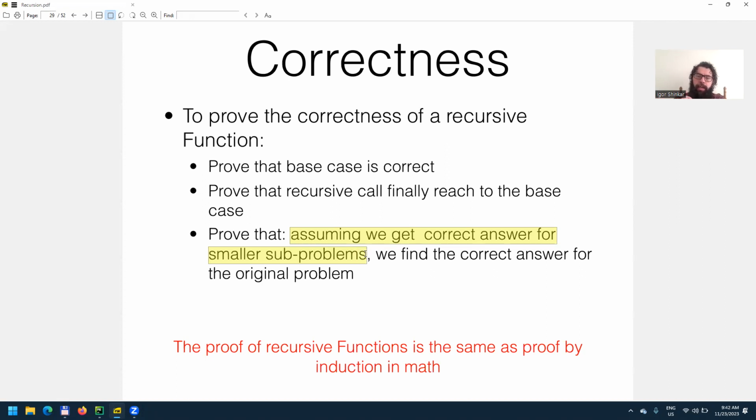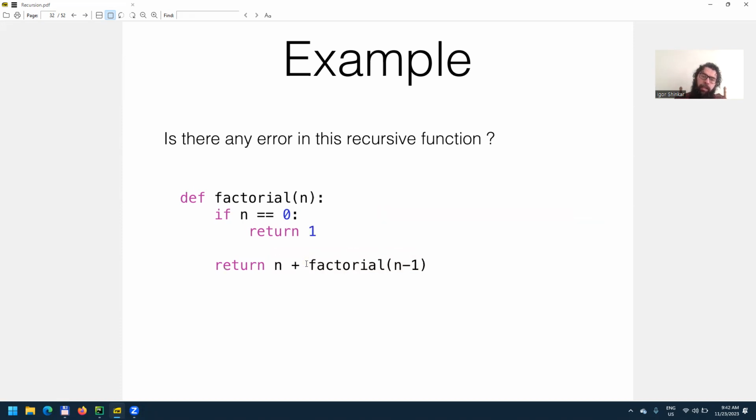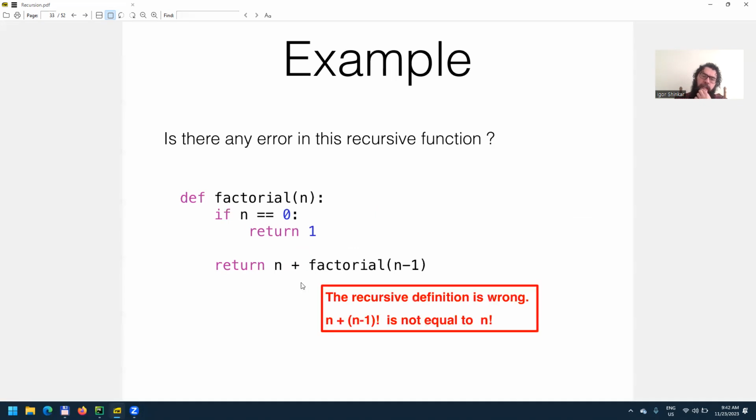And I would like to emphasize, it's important that the subproblem is smaller. Here's what I mean. Here are two examples of mistakes. Here the base case is wrong, right? Because if for n equals 0 we return 0, then no matter how many times we multiply, we're always going to get zeros. And here the recursive step is wrong. It should be multiply and not plus.